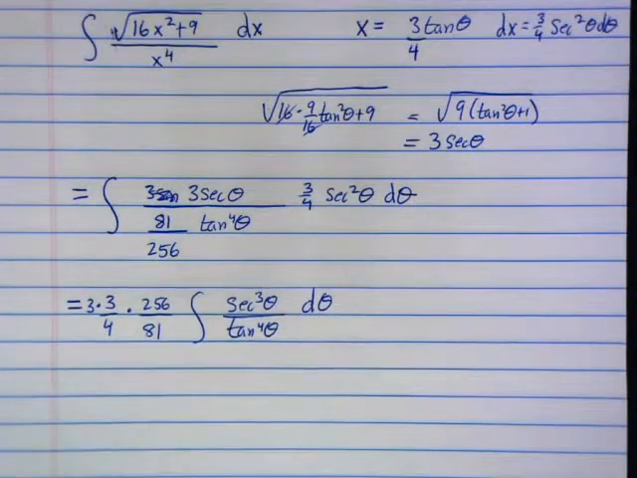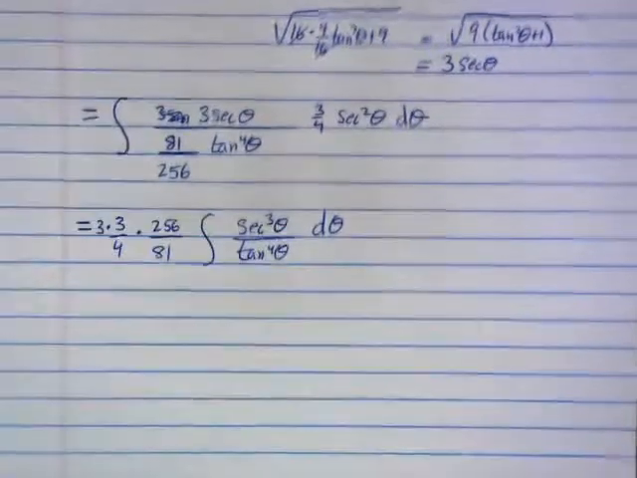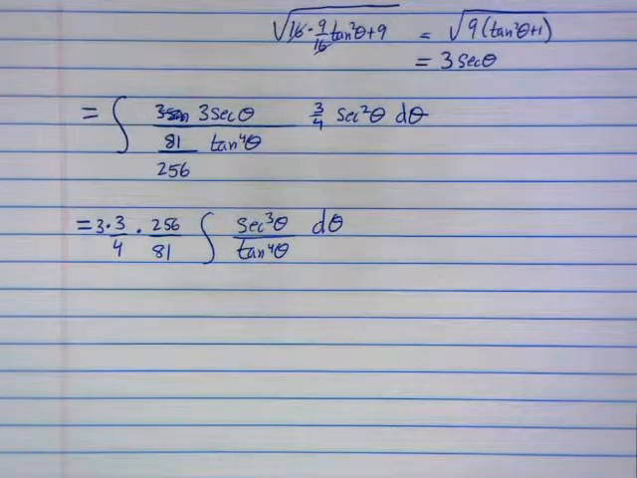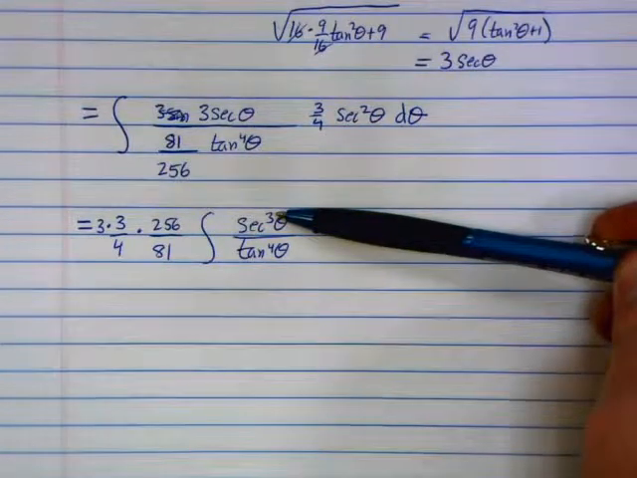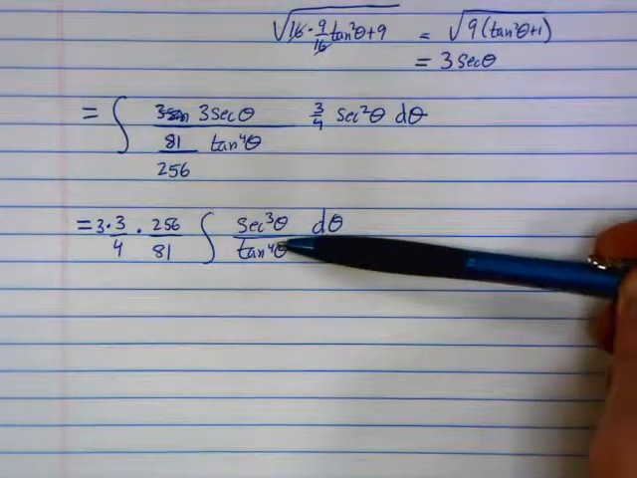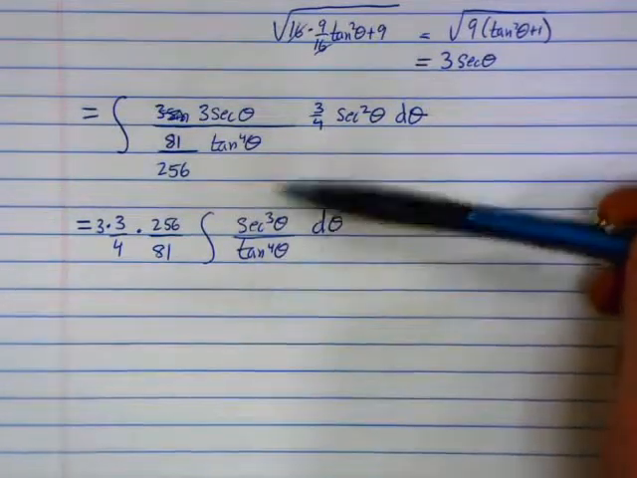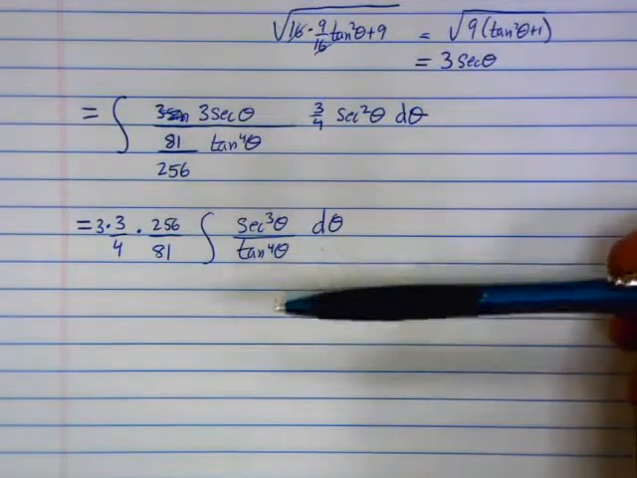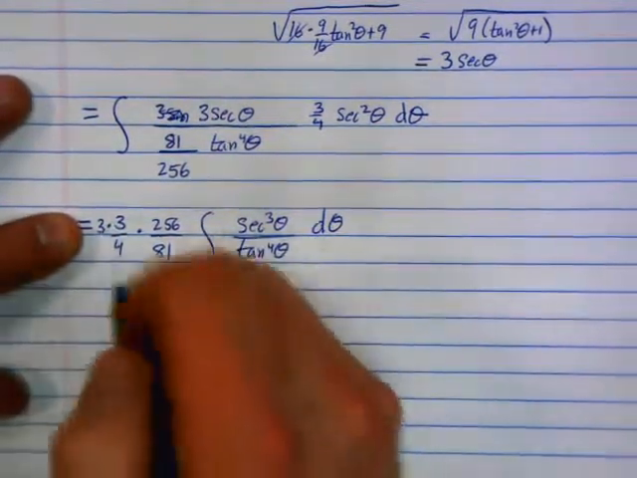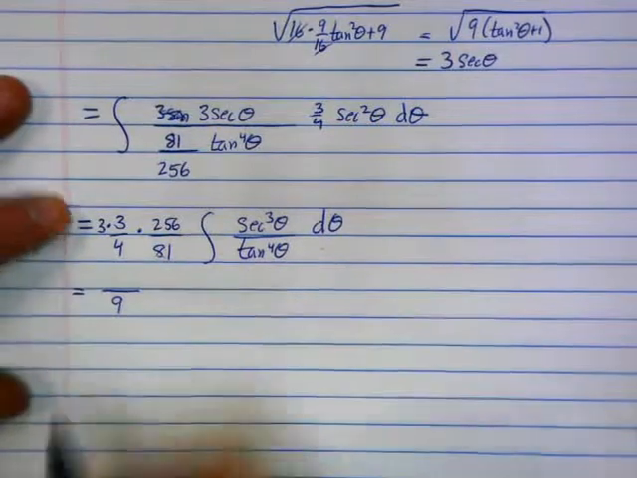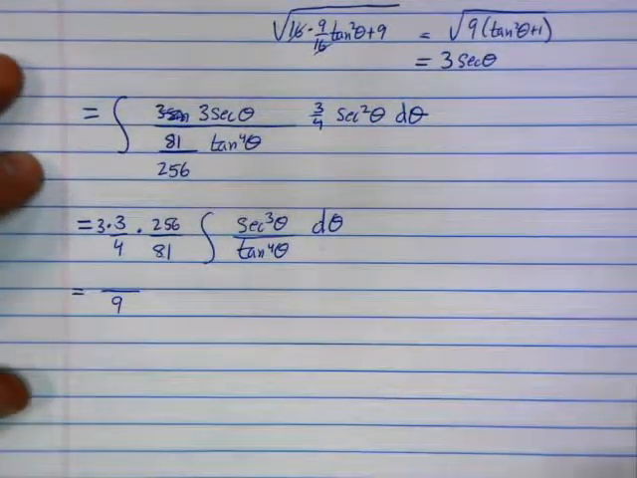How do you integrate that? Change it to sine and cosine, because when you have secants and tangents, you need secant to have an even power, or you need tangent to have an odd power, and neither of those happen in this problem. So this is one where you're going to have to change everything to sines and cosines. All right, so 3 times 3 is 9. 9 over 81, that's a 9 on bottom. And then 256 divided by 4? 64.